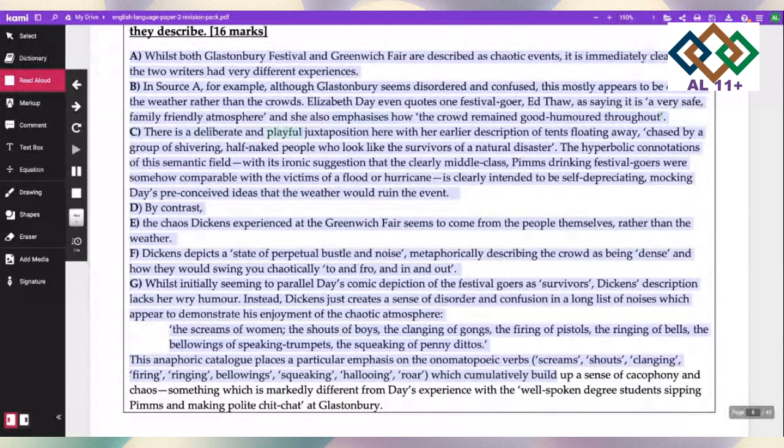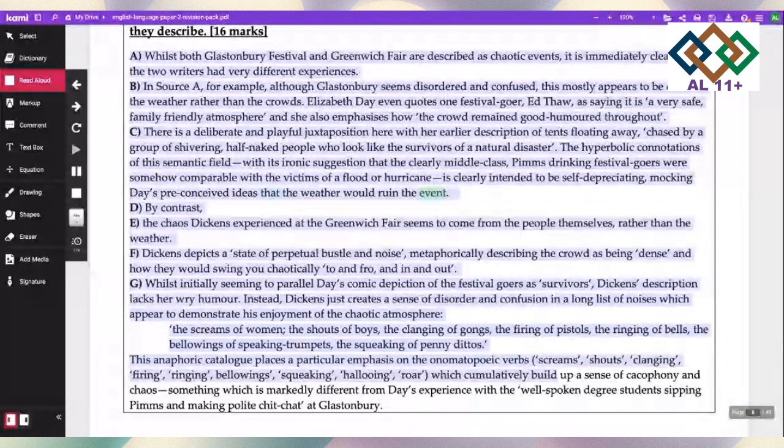There is a deliberate and playful juxtaposition here with her earlier description of tents floating away, chased by a group of shivering, half-naked people who look like the survivors of a natural disaster. The hyperbolic connotations of this semantic field, with its ironic suggestion that the clearly middle-class Pimm's drinking festival goers were somehow comparable with the victims of a flood or hurricane, is clearly intended to be self-deprecating, mocking Day's preconceived ideas that the weather would ruin the event.